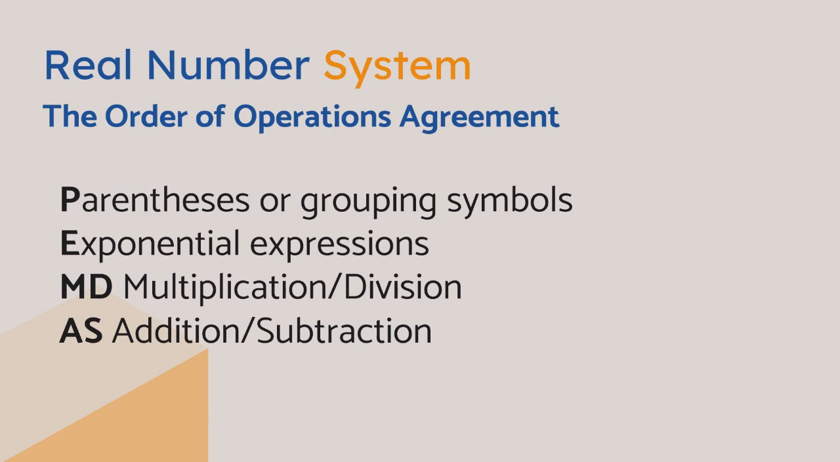And they're written that way, where M precedes D or A precedes S, because it's easier to read if we do it that way. So the acronym is PEMDAS, and you need to remember the acronym in order to easily remember the order of operations.